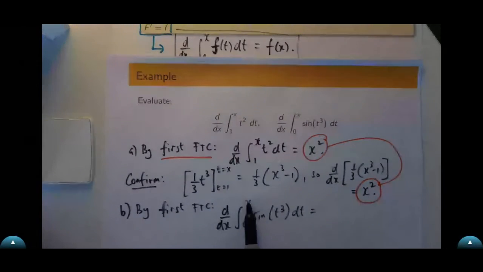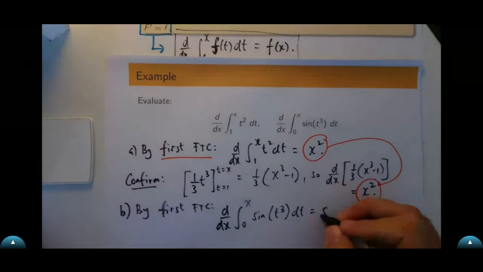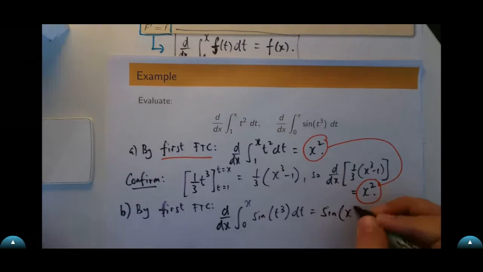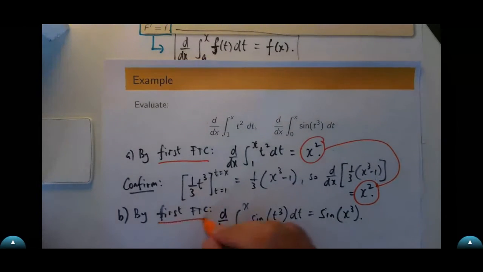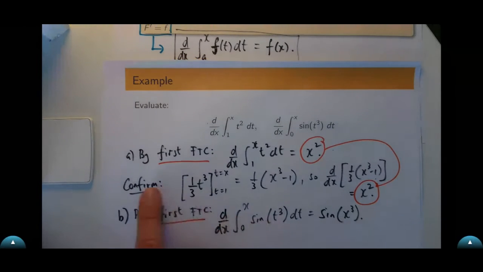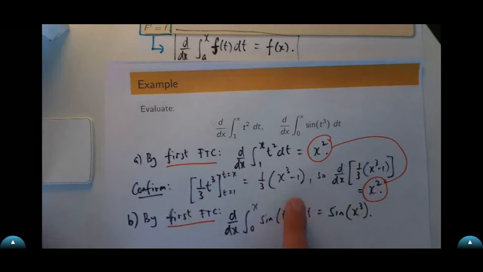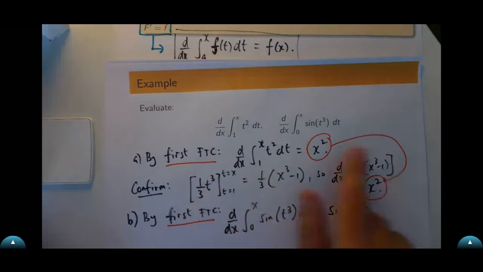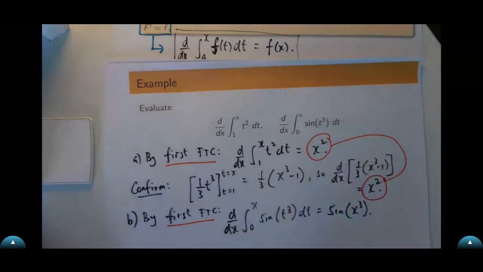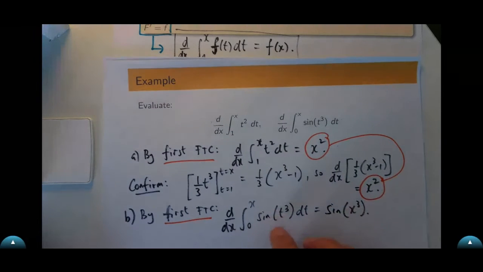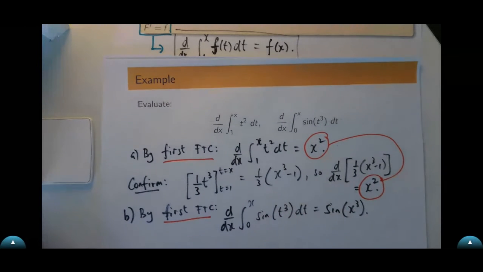So this is going to disappear and the x will go in here. Okay, so nothing too difficult about the calculations for those ones. But you cannot do it this way. You cannot do the second one this way. You can't integrate first and then differentiate. It's just not possible. This is not a nice friendly function that's easy to integrate.